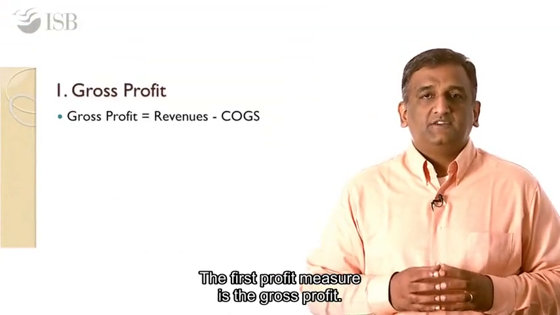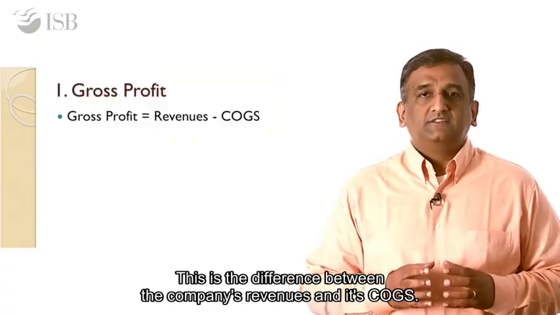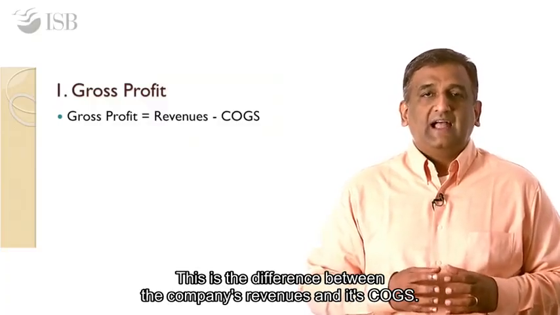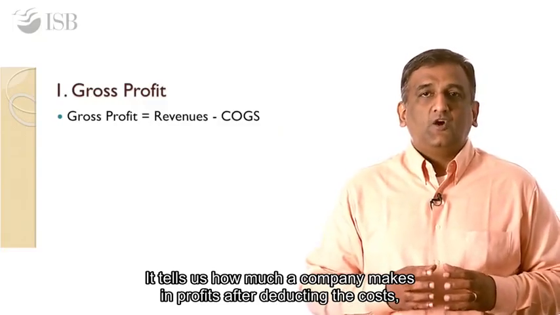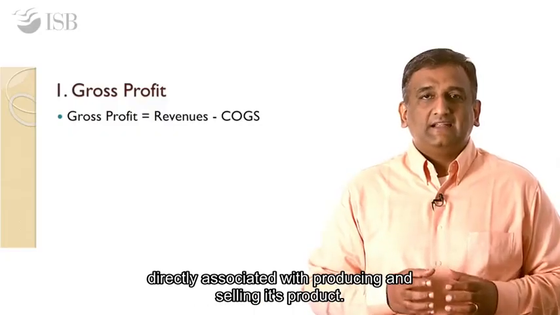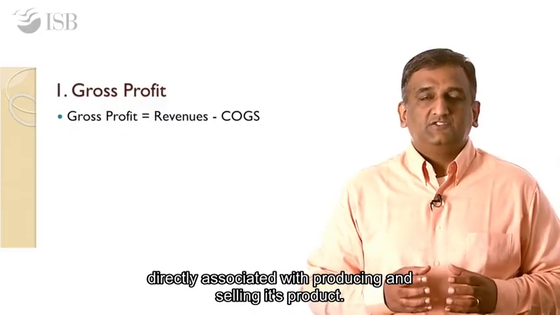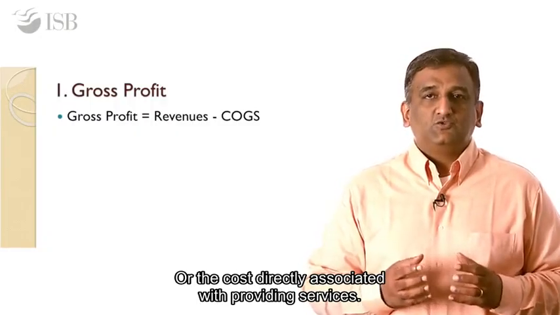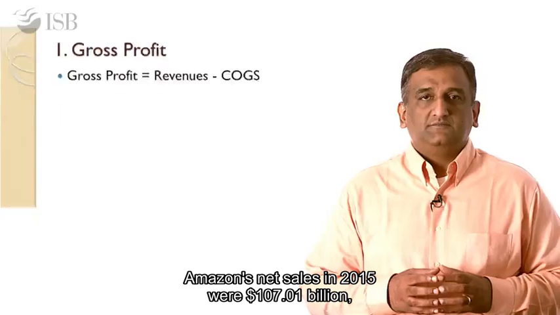The first profit measure is the gross profit. This is the difference between the company's revenues and its COGS. It tells us how much a company makes in profits after deducting the costs directly associated with producing and selling its product, or the costs directly associated with providing services.